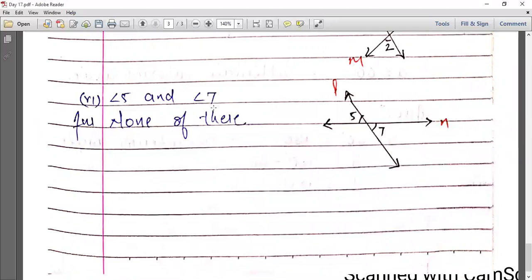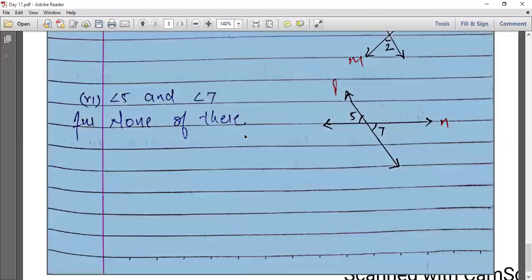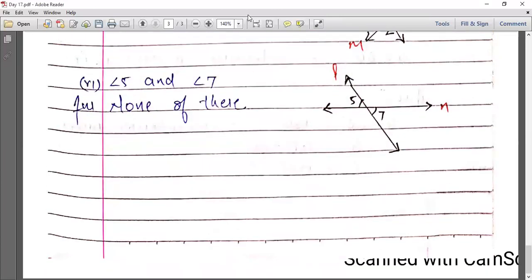Angle 5 and angle 7 are formed due to the intersection of lines L and N. You can see they are vertically opposite angles. But since we have not been given the option of vertically opposite angles, we will identify them as none of these. That's all for this video.